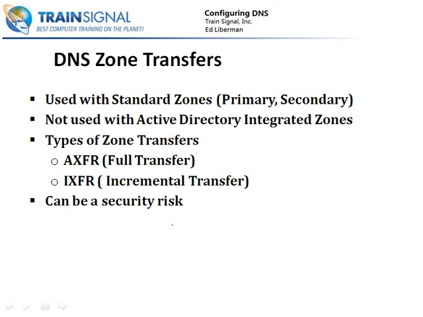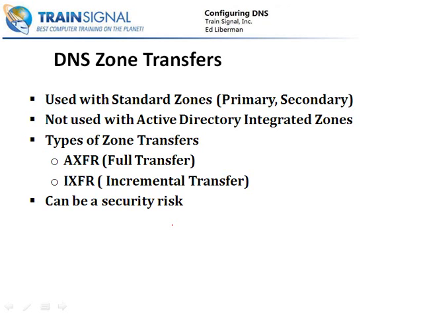Replication takes place in Active Directory integrated zones as part of Active Directory replication. When you use standard zones, primary and secondary, you use zone transfers for this replication. Now there's two different types of zone transfers. There's AXFR, which means transfer the entire database. Older versions of DNS used to have to do this every time there was an update. And then there's IXFR, which is for an incremental transfer, which is what we most commonly use today.